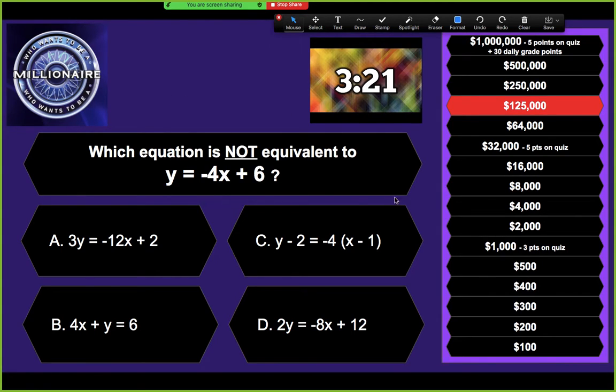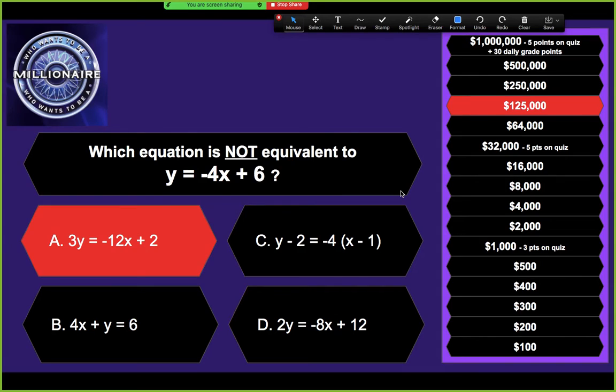All right, let's go over it. So on this one, the answer is A. The reason why is because I need to leave my y alone here. So notice it's only one step away from being y by itself. All I have to do is divide every single number by 3. So if I divide every single one of them by 3, I would get y by itself is equal to negative 4x. But 2 divided by 3 does not give me 6. It still stays 2 divided by 3.